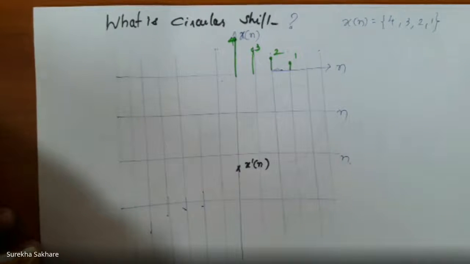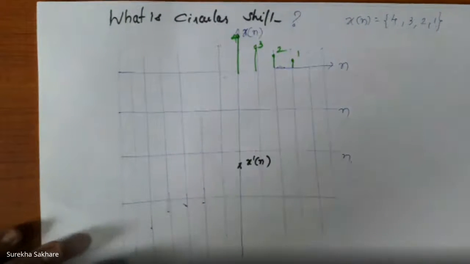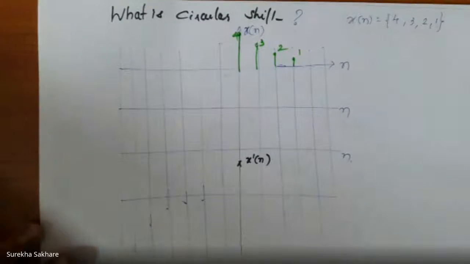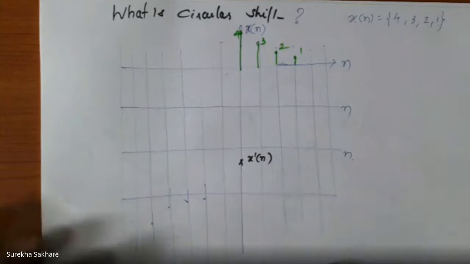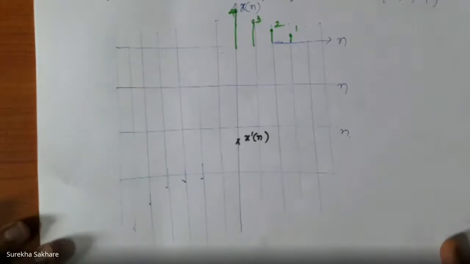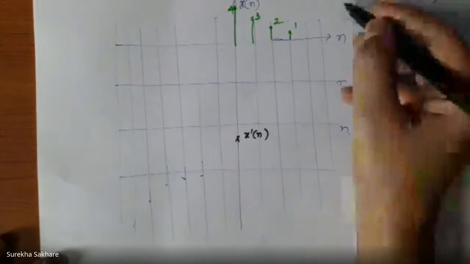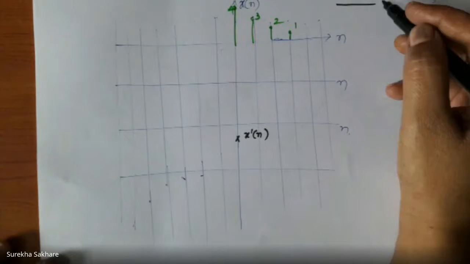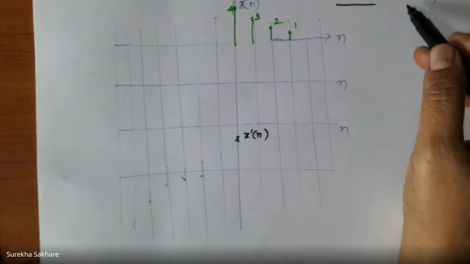Now we'll see what is a circular shift. Okay, let us see what is a circular shift. Now consider one sequence x of n, which is given as 4, 3, 2, 1. I have plotted them here at this position.